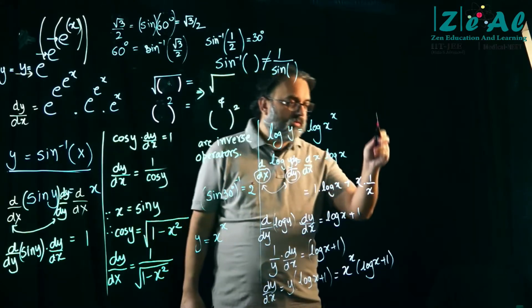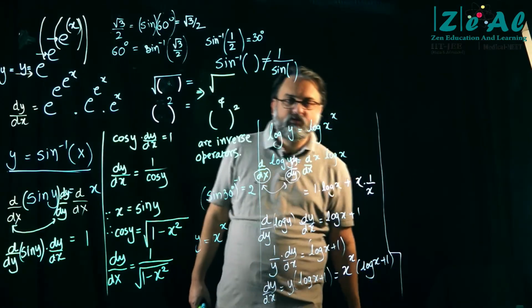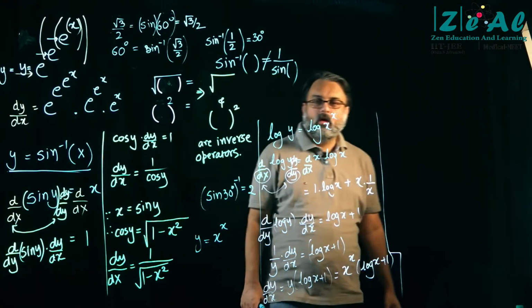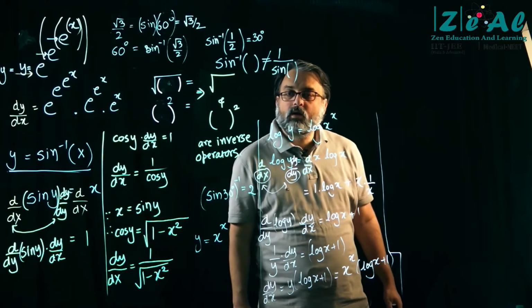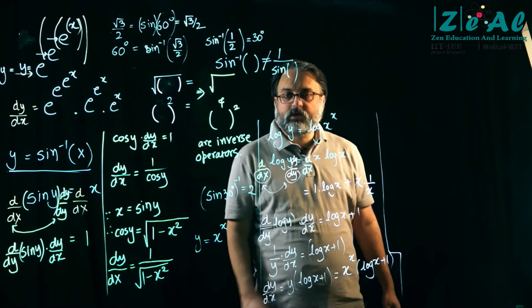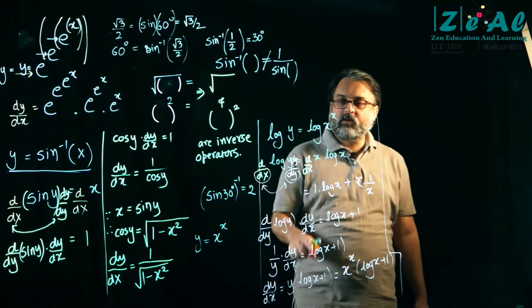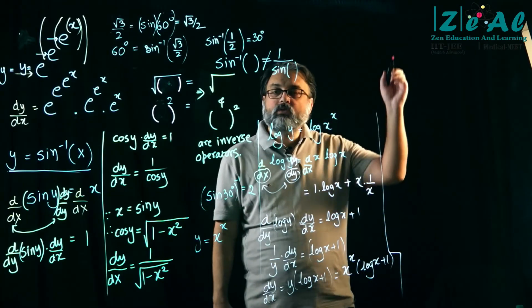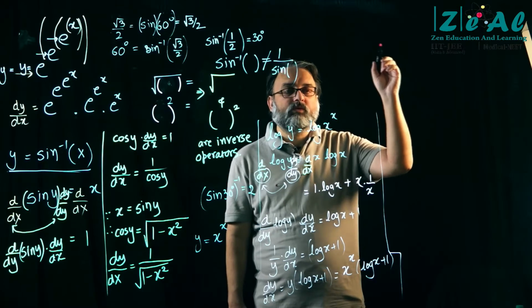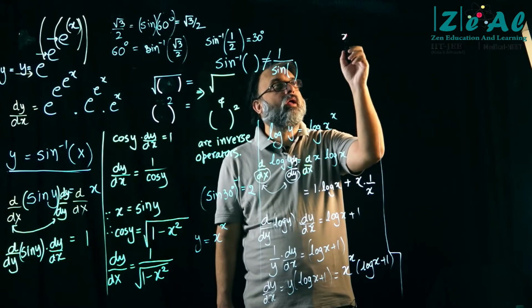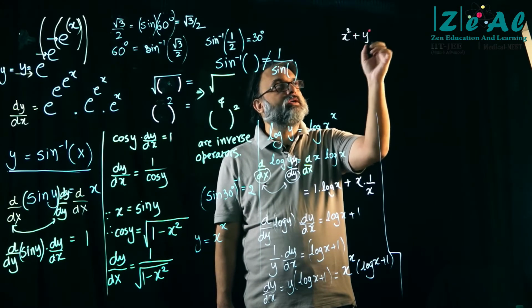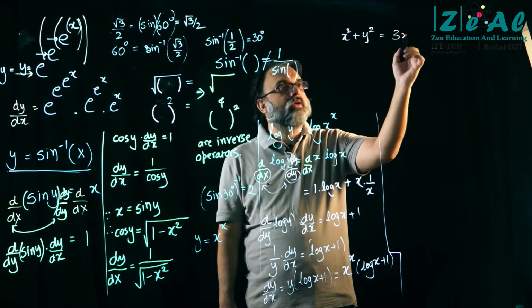Then there was one more question, I think, which is very important. 3 raised to power x, now you do it yourself, same method. x square plus y square is equal to 3xy. Yes, this is the important one. x square plus y square is equal to 3xy.